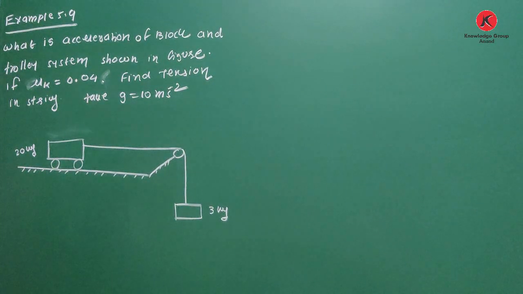Now, second question, example 5.9. What is the acceleration of the block and trolley system shown in the figure? If the coefficient of kinetic friction between the trolley and this surface is 0.04, find the tension in the string. Take g equal to 10 meter per second square. See, this question is different.